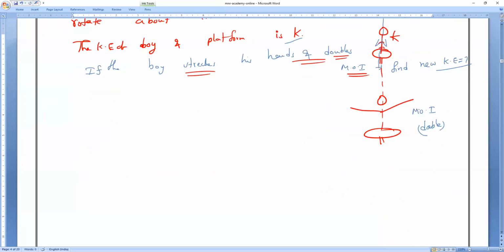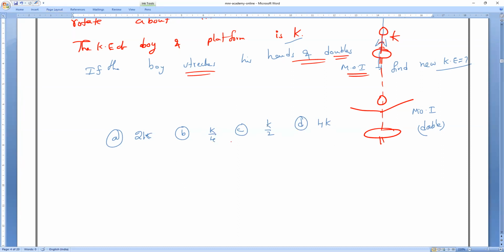That is the question. If you understand the question, it's okay. Then the options. Option A, 2K. Option B, K by 4. Option C, K by 2. Option D, 4K. Okay, let me teach you.